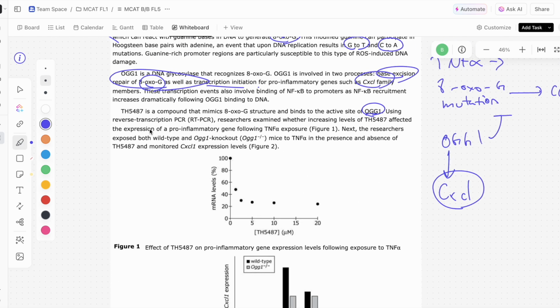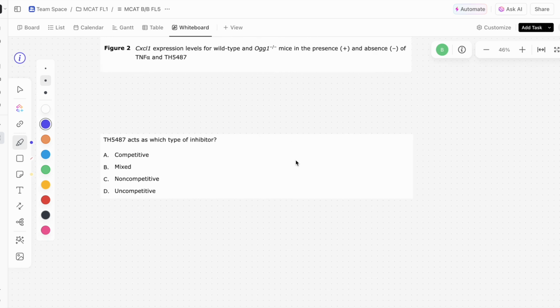So let's look in the passage really quickly. TH5487, what does it do? It binds to the active site of OGG1. So out of these inhibitors, which one of them binds to the active site? That would be the competitive inhibitor, right? Competitive inhibitors bind to the active site of enzymes. So let's say this is my enzyme here, and this is the active site, this little pocket. What is this inhibitor gonna do? It's just gonna sit in the active site, and that's how it inhibits this enzyme.